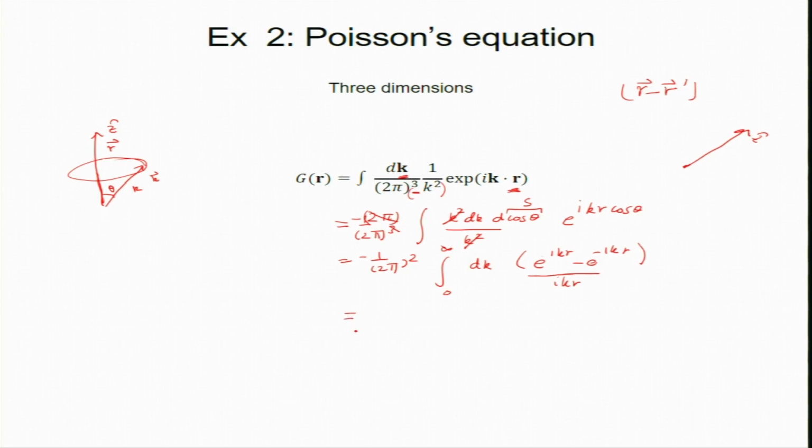Now, what is this? i k r e to the power minus i k r is 2 i sin k r. Yes. So, minus 2 pi squared, this minus I need to worry about a bit later, sin k r, 2 i divided by i k r. Okay. So, i cancels, and that is what we get, k r, and great, fine. Now, what should I do after this?